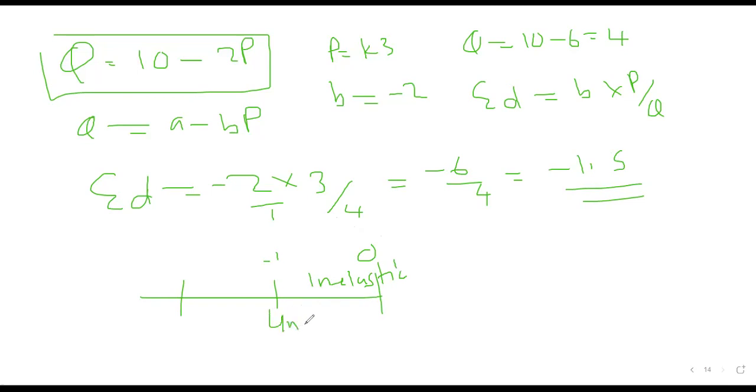Then if you get exactly 1, it is unit elastic. If it's greater than 1, it is elastic. So this figure is greater than 1 in absolute terms. When I say absolute, it means ignoring the signs. If it's 1 point something, 2 point something, all that is elastic. 0 point something, it is inelastic.